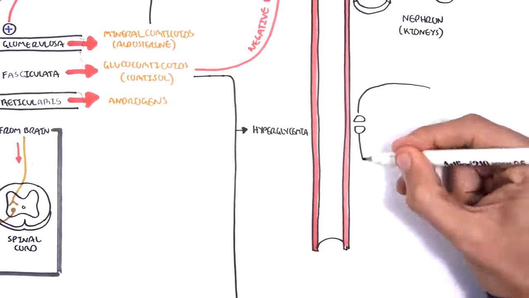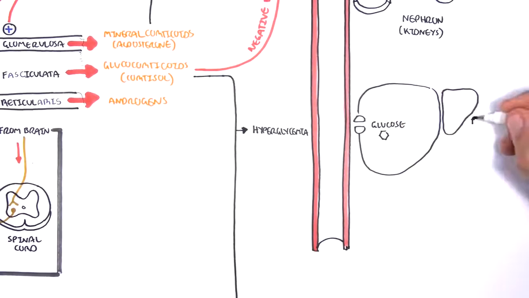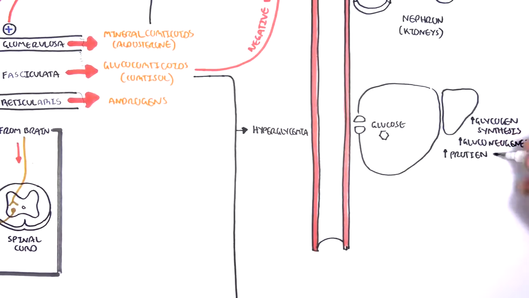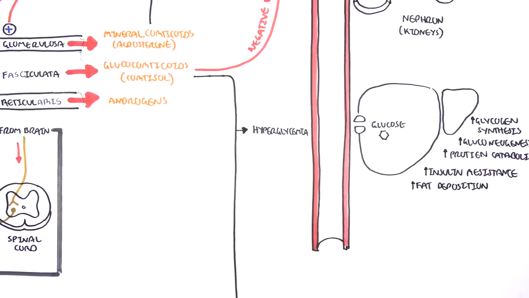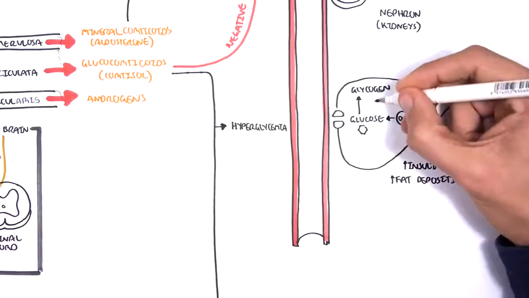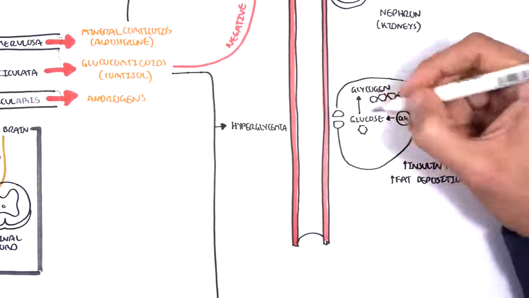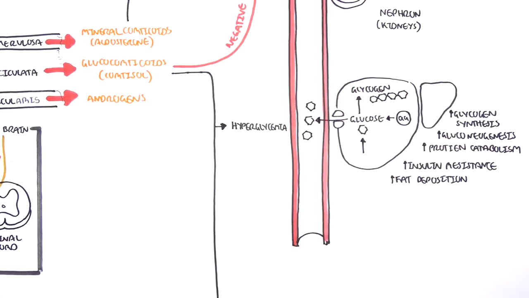It does this by stimulating the liver, or telling the liver to make more glycogen stores, which will eventually fill up. It tells the liver to make more glucose, gluconeogenesis, tells the liver to increase protein breakdown, and actually induces insulin resistance, as well as increasing fat deposition. All this will either result in too much glucose in the liver, which will eventually be shunted into circulation, or because of the insulin resistance, this will cause the inability of glucose to be taken up by cells, thus leading to hyperglycemia.